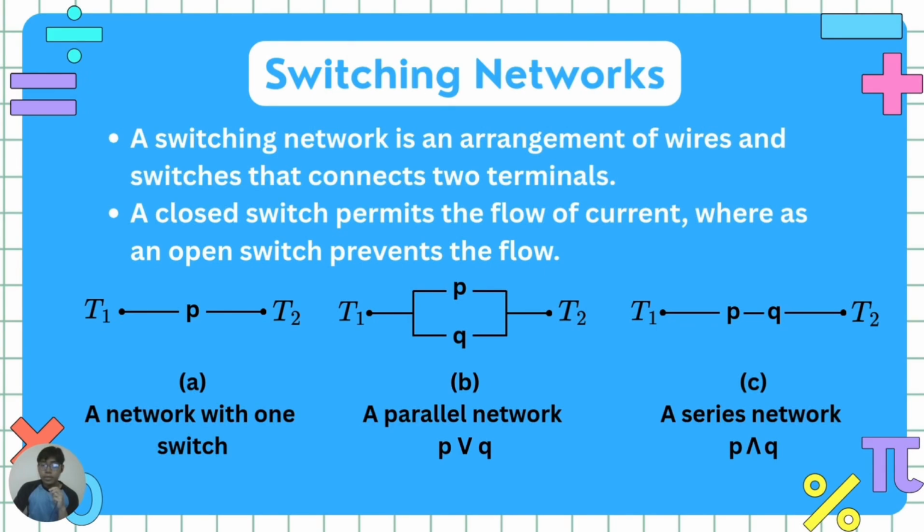The series network in diagram C. Finally, here P and Q are in series, meaning they are on the same line. This is the physical version of the logical and, P and Q. For the current to reach terminal 2, it must successfully pass through P and then pass through Q. If even one of them is open, the chain is broken and no current flows. This is a much stricter requirement than the parallel setup. By combining these simple series and parallel patterns, we can map out even the most complex logical formulas into a working network diagram.